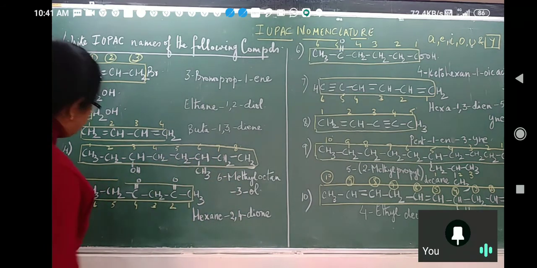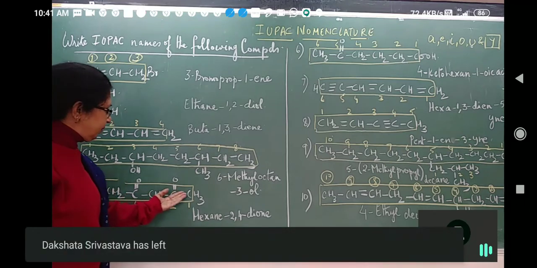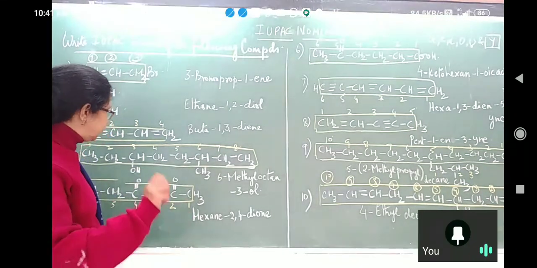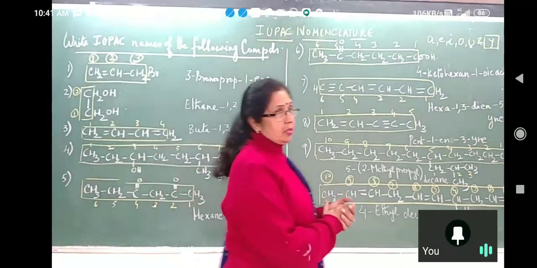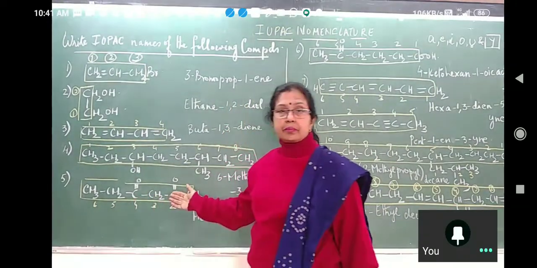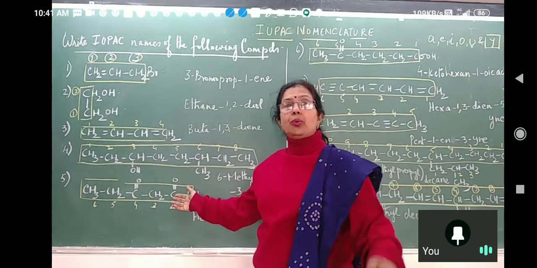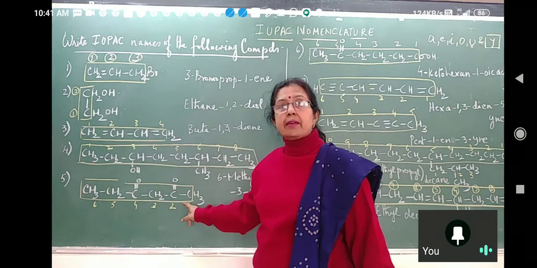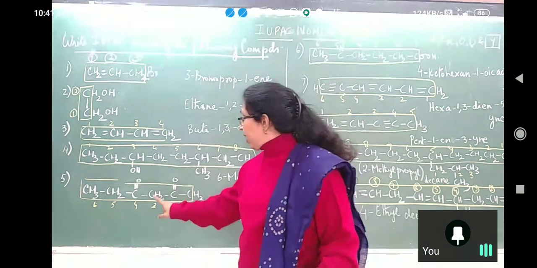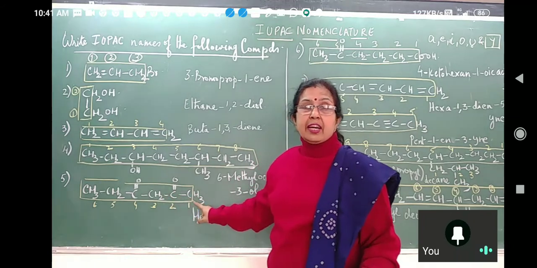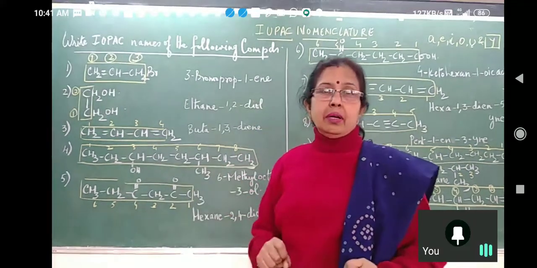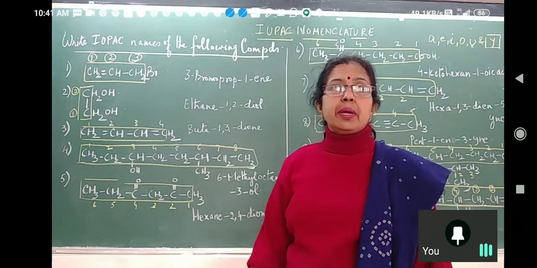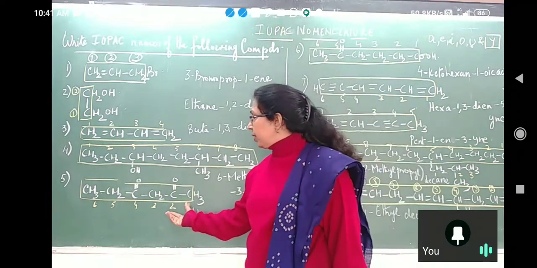Now come here to the last one. 1, 2, 3, 4, 5, 6. Our root word is hexane. But one thing is there, from which end to number, because what is the functional group here? Ketone. And there are two ketones. How do you recognize? You make a lot of mistakes in recognizing ketone. Ketone should have carbon at both the ends, and it is always present in the middle. It is part of the carbon chain. It is not present in the beginning and end of the molecule. Now look here, this is it.